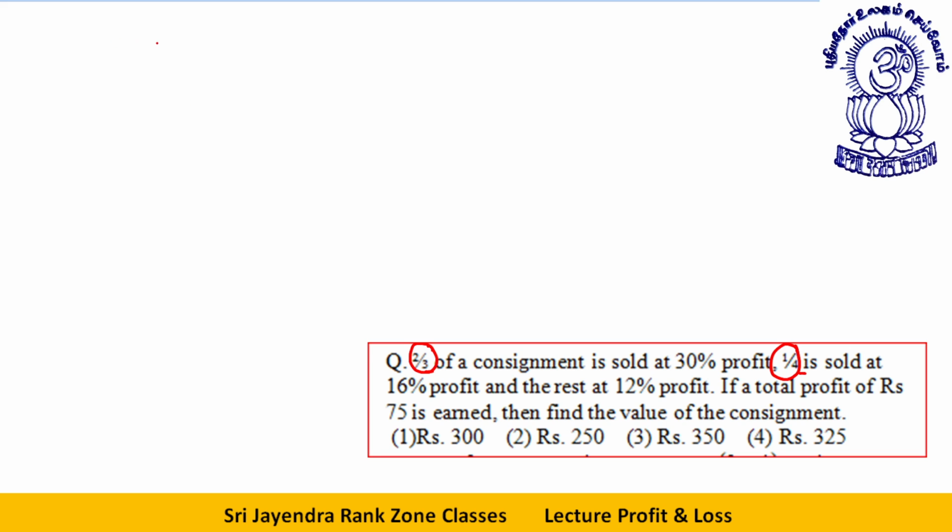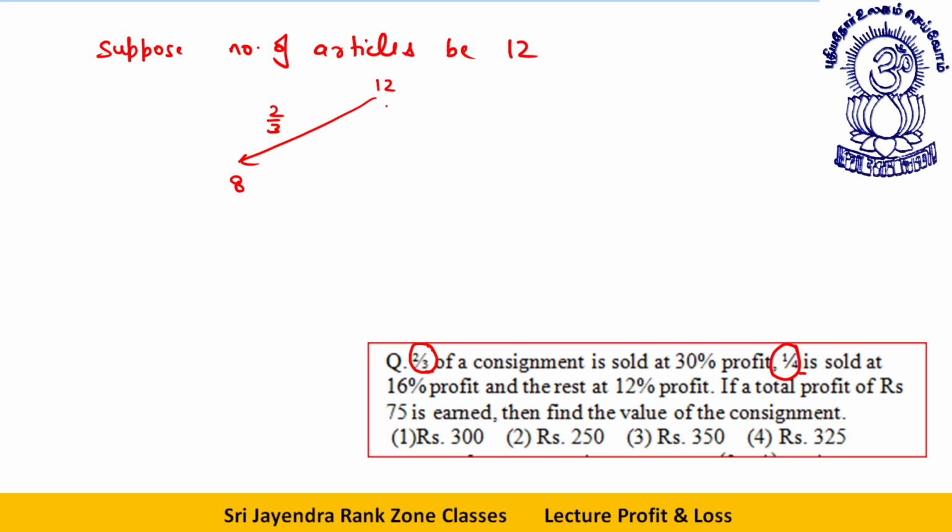Let's say the number of articles be 12. Why? Because 12 is divisible by 3 as well as by 4. Two-thirds of the consignment, what is two-thirds of 12? 8. Then one-fourth of this will be 3. Remaining will be how much? Remaining will be 1.